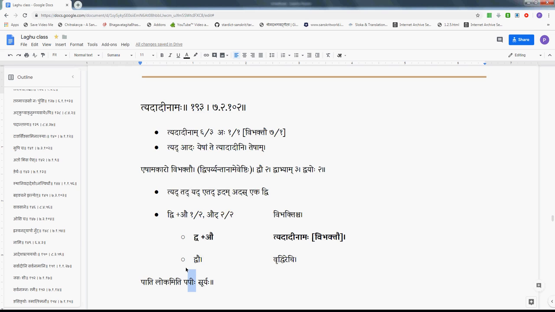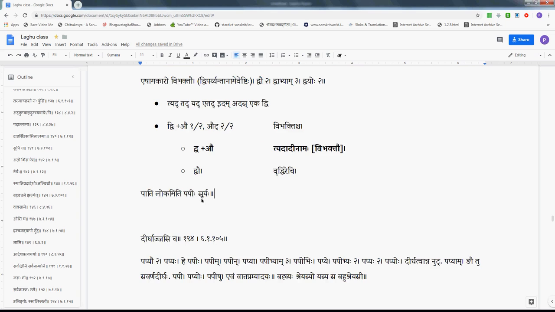The pratipadika will be papi, ikaranta, dirgha ikara, and it is a pullinga shabda. Surya is pullinga and papihi is also pullinga. So how will this decline now? Pati lokam iti papihi surya. Here, the first is papi plus su. What will happen with papi plus su? Papi is ikaranta, but it is pullinga and it is not nyanta. Therefore, papi will decline as papihi only.